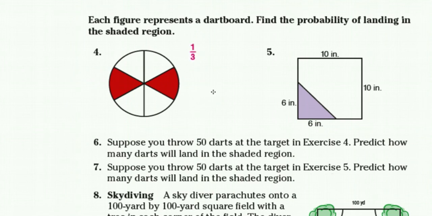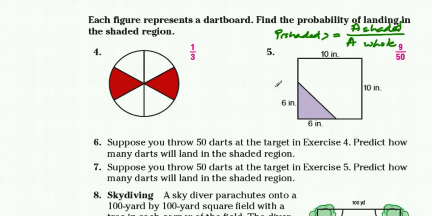So that's easy enough. Let's take a look at number 5. In example number 5, we want to find the probability of landing in the shaded region, and we go back to the formula for the area of the shaded region. Oops, I gave you the answer right away. It's 9 over 50, but let's find out why. To find the probability of landing in the shaded region, it is equal to the area of the shaded region over the area of the whole region.